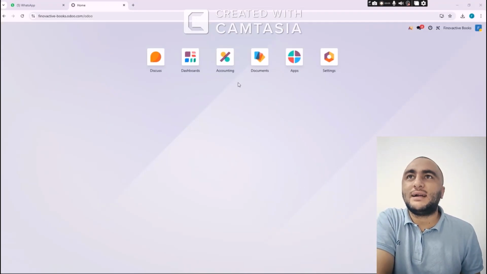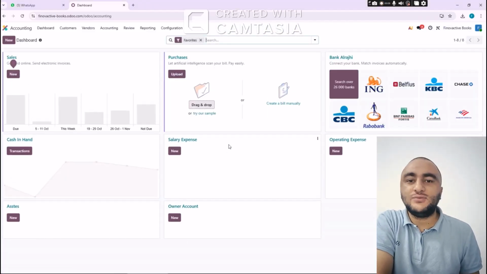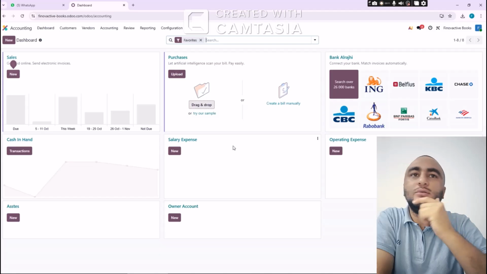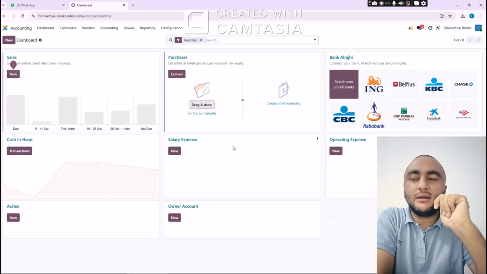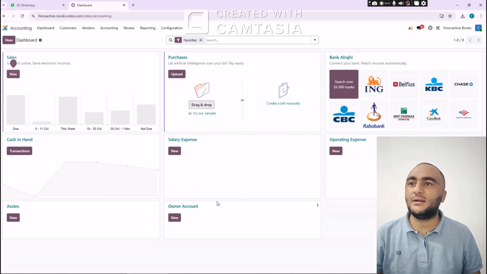So today we are starting our Odoo accounting. First of all, as we did in Excel, we will do in Odoo to record capital and bank loan of 1 million we have got from the bank and in cash from the owner.